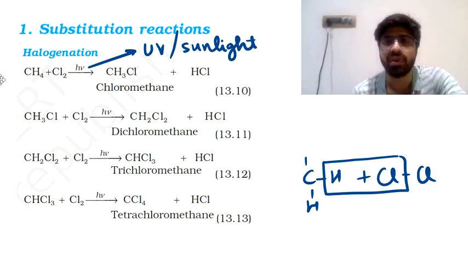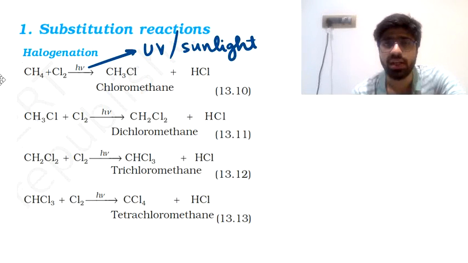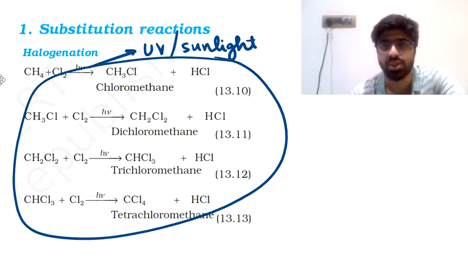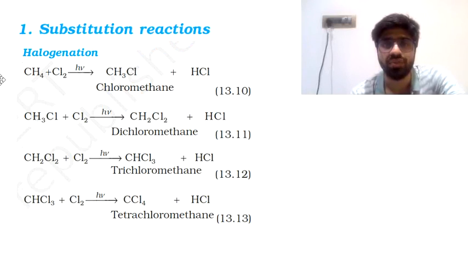We will be discussing the mechanism in detail, but before we do that, let's just check this entire set of reactions. So in the presence of H nu, that is UV light or sunlight, chlorine will break, and one chlorine will take away one hydrogen atom with it, forming HCl, and the other chlorine which was left over will combine with the carbon atom, forming CH3Cl, that is chloromethane.